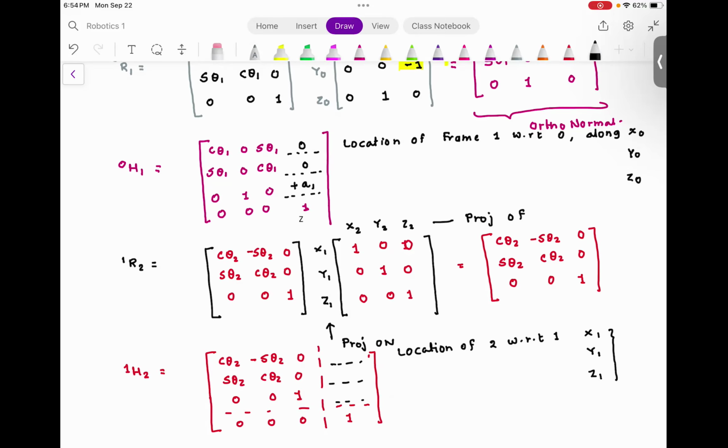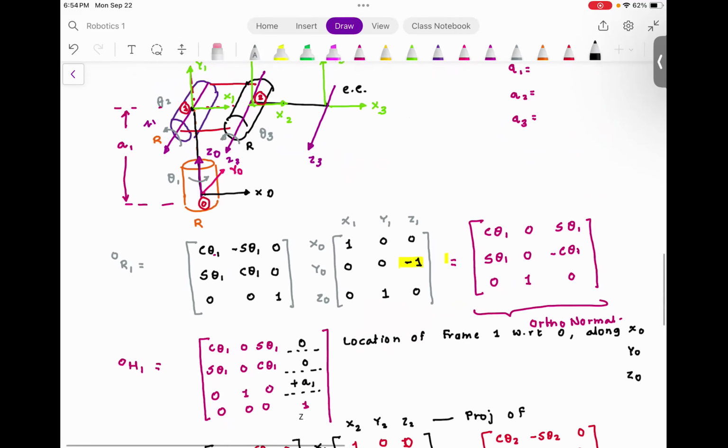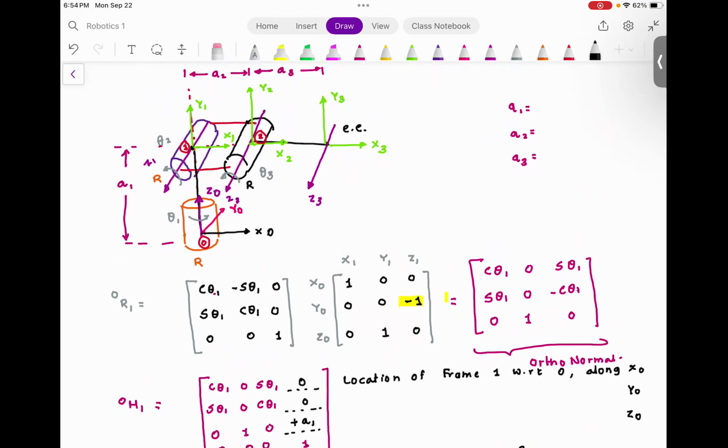Now, can someone tell me, I want you to look at the figure and tell me what would be the distance between frame 2 and frame 1 about x1? It would be a2 cosine theta. Do you agree with me? Because when theta 2 is 0 degrees, that is the kinematic diagram. But if theta 2 is 90 degrees, then it will be completely flipped. It is exactly similar to the last problem that we got in the class.